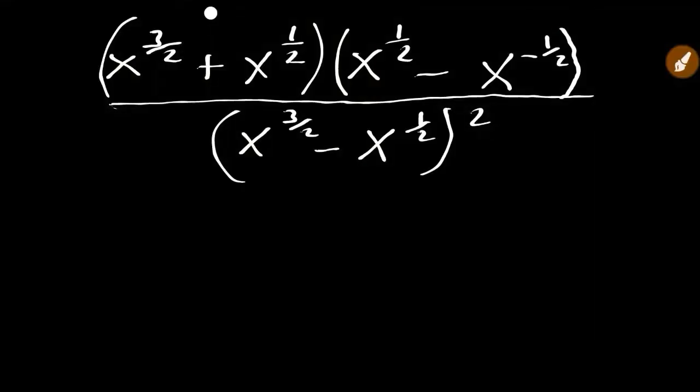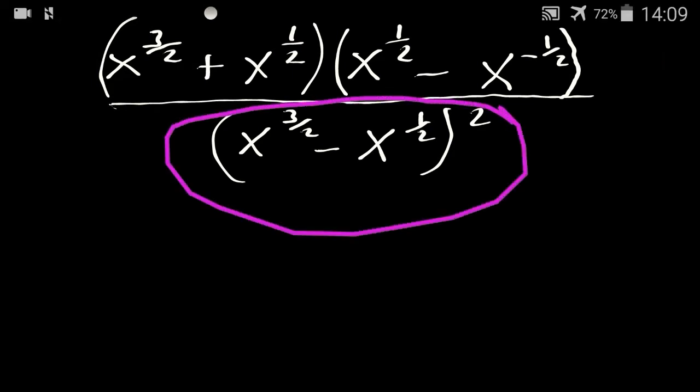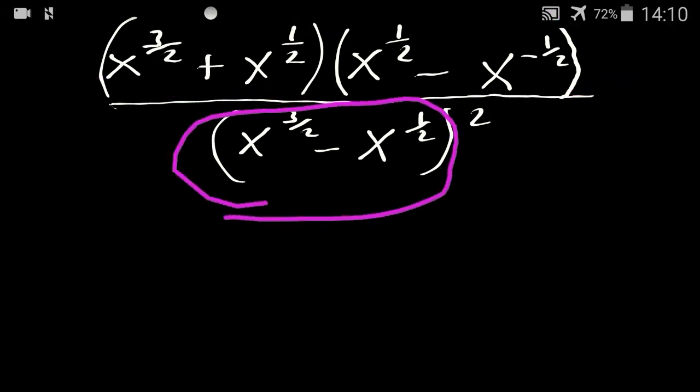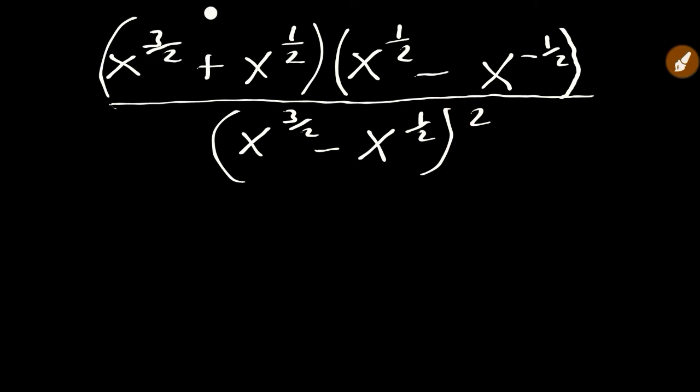So today we are going to solve the assignment you might find difficult in your indices class. To solve this problem, we need to make the denominator look like the numerator. Therefore, we are going to multiply the denominator 2 times. So let's start by writing the solution.